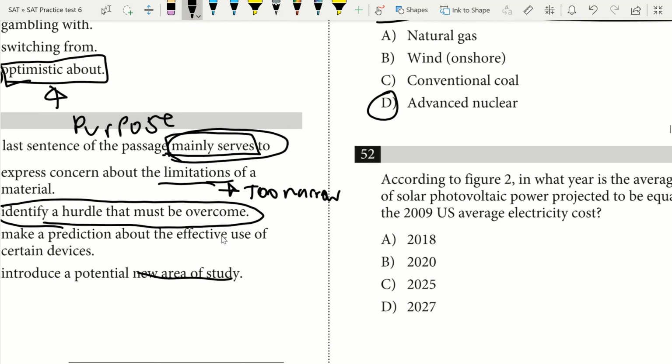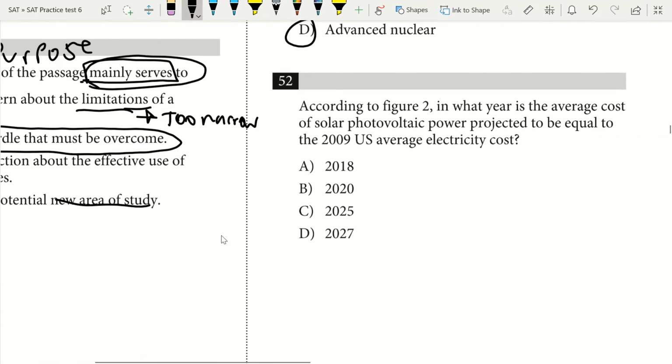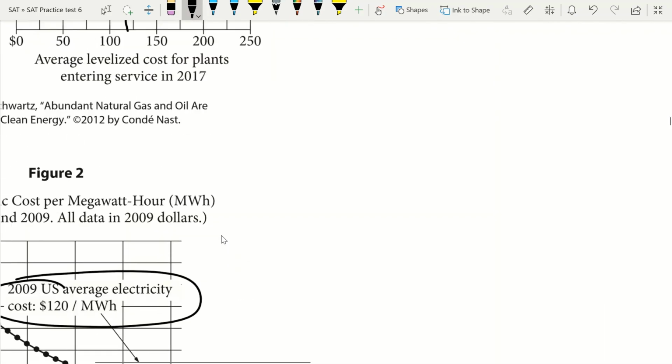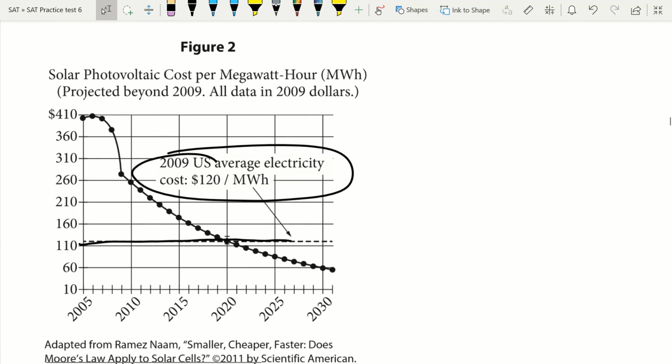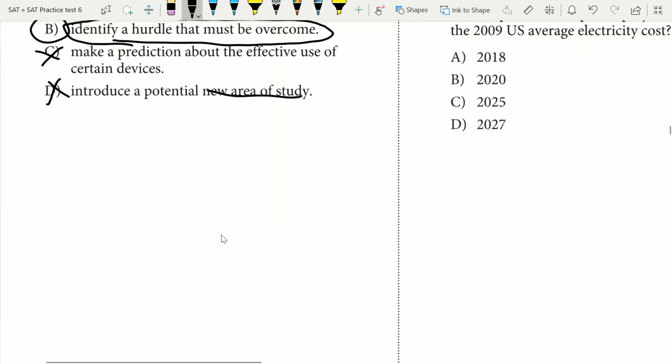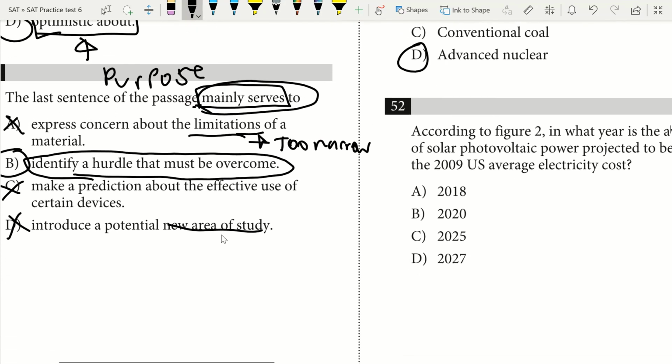All right, 52. According to figure 2, in which year is the average cost of solar photovoltaic power projected to be equal to the 2009 U.S. average energy cost? Well, let's go ahead and scroll up. We've got our 2009 average energy cost. We're looking for where it intersects this line of that projected average cost for those photovoltaic cost per megawatt hour. We see that they intersect at 2020, so 2020 will be our correct answer there. So we go down, we see that that's going to be answer choice B for number 52.